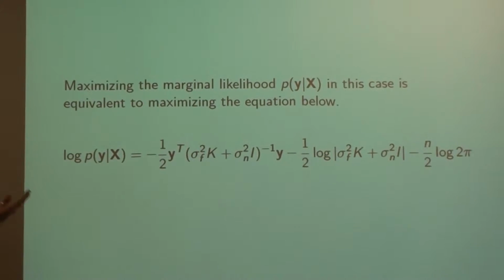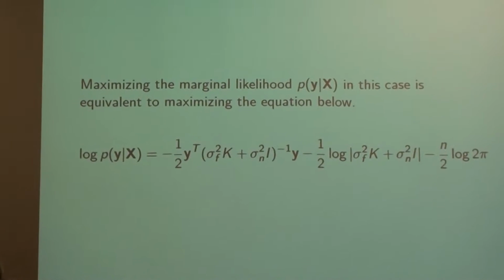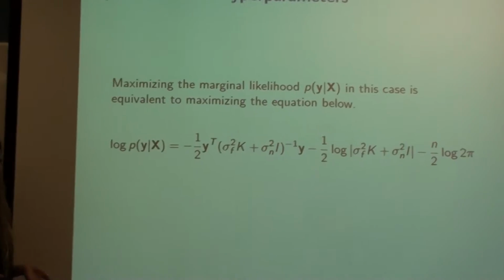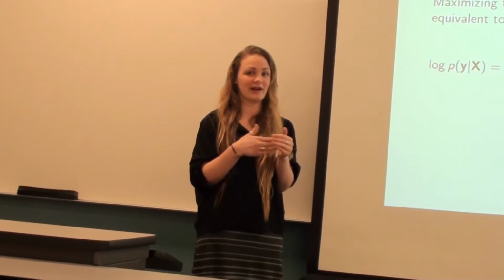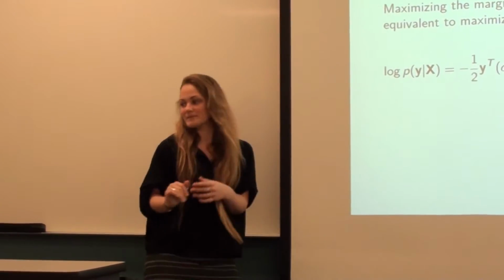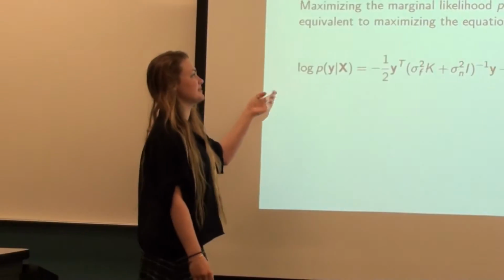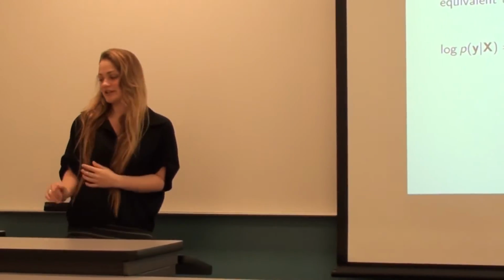Okay, so we maximize the marginal likelihood. And if you think about what the marginal likelihood is, that makes a lot of sense. The marginal likelihood is the probability of observing those values at those locations, right? So if we maximize that in terms of the hyperparameters, we really get a good fit. So the marginal likelihood is equivalent to maximizing this equation. You just take the log and it looks slightly prettier as far as taking partial derivatives.